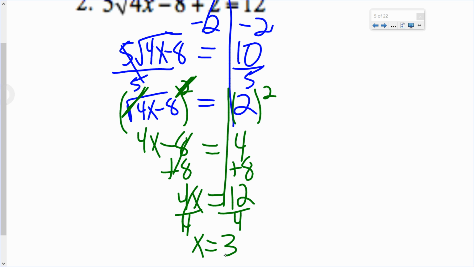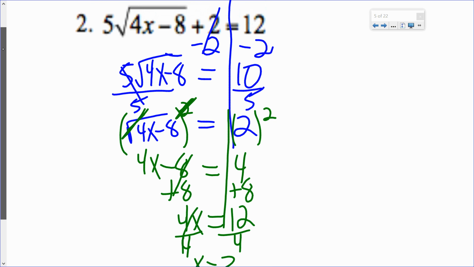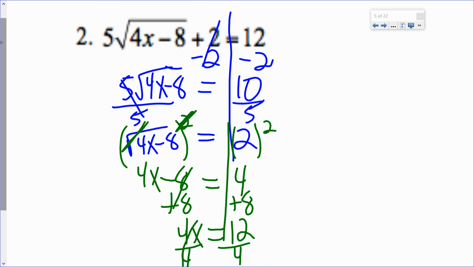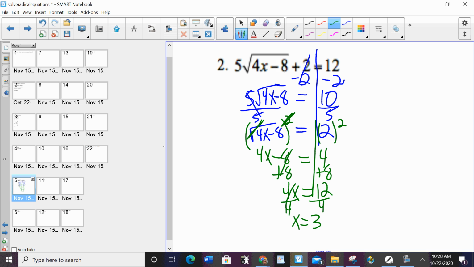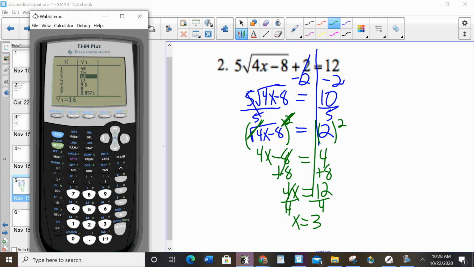Now, we must check. I like to check in the calculator. So if I'm going to check in the calculator, I'm going to do it by storing, which we've already talked about. So I'm going to store 3 as x, so I'm going to hit 3. And the store button, remember the store button is above the on button, x.